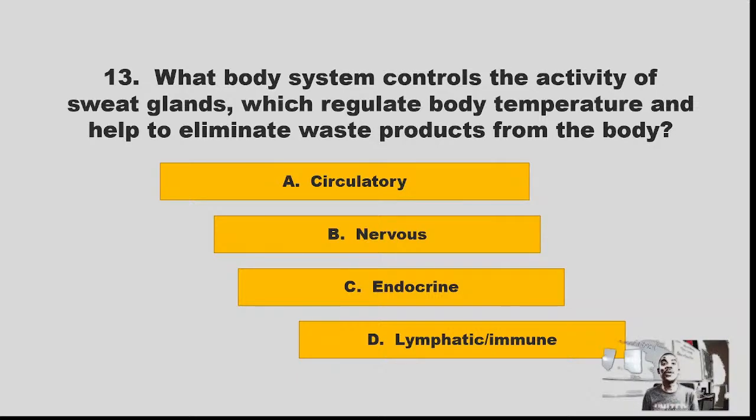I'm going to give you a few seconds to think about this one, because this one is talking about body systems. And this helps to eliminate waste products from the body. Circulatory, nervous, endocrine, or lymphatic immune? And if you chose B, nervous, then you are correct. Let's go ahead and move on to the next question.